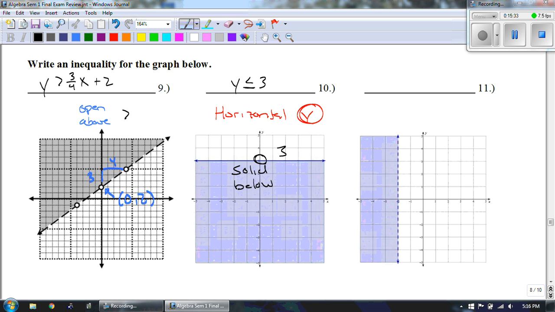And number 11, yep, number 11 is a vertical line. Vertical line is x. It's open because of the dashed lines, and it's to the left, and that means it is less than, and it's less than -2. Okay, well, that's it for Algebra Semester 1, Unit 4.